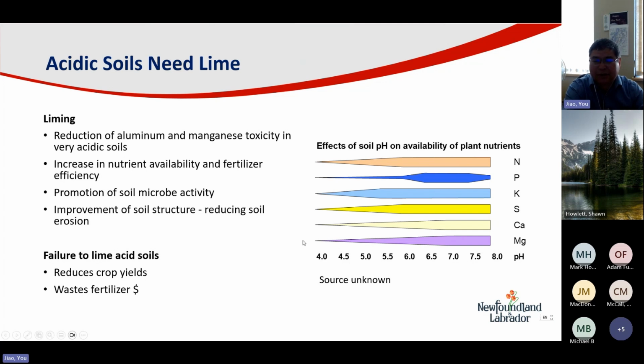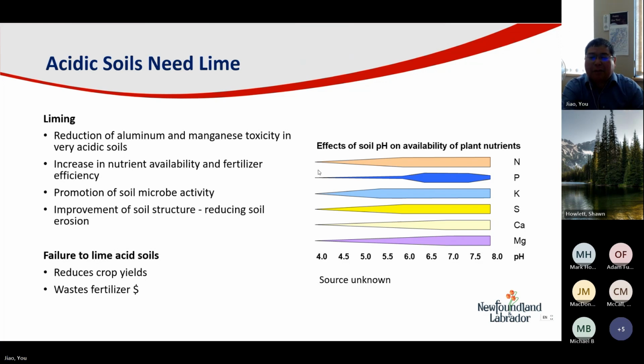So this chart is my favorite chart. I couldn't even find the source. This could be over 100 years, with 1,000 researchers doing research work and field calibration, and it shows the different elements, NPK, sulfur, calcium, magnesium, in the different pH ranges.